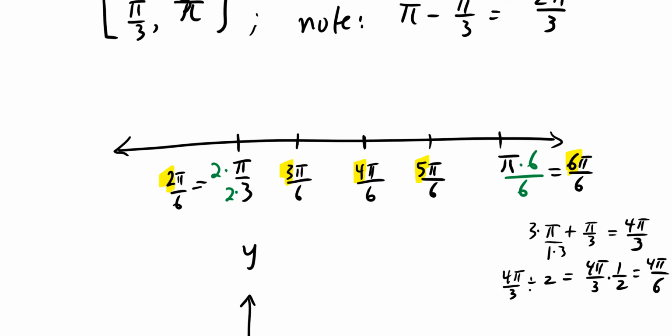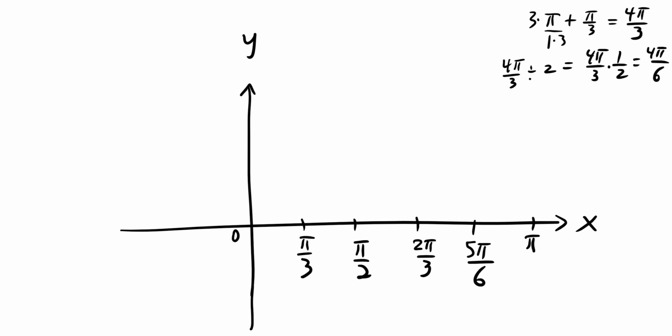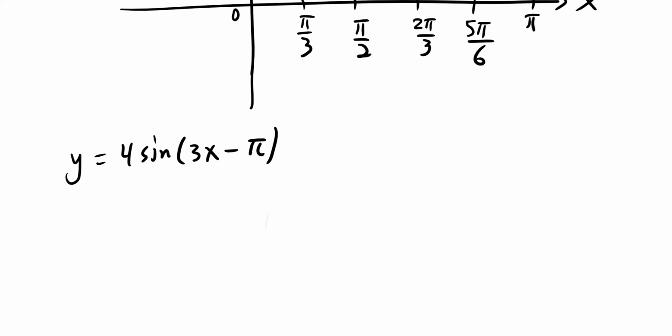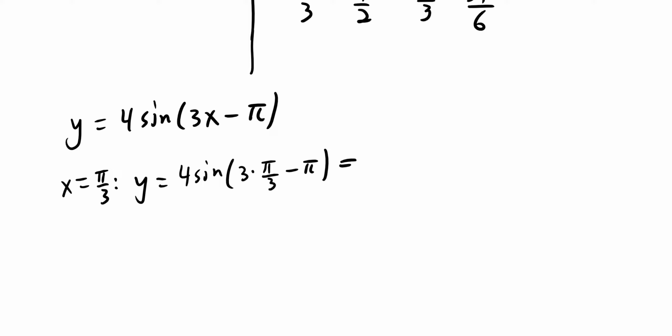One more time, the equation we had was y equals 4 sine (3x minus pi). That was the given function. So the first x value is pi over 3. If I substitute this in, we get y equals 4 sine (3 times pi over 3 minus pi). What does that give us? 4 sine, cancel the 3's, pi minus pi is 0. Sine 0 is 0. 0 times 4 is 0.